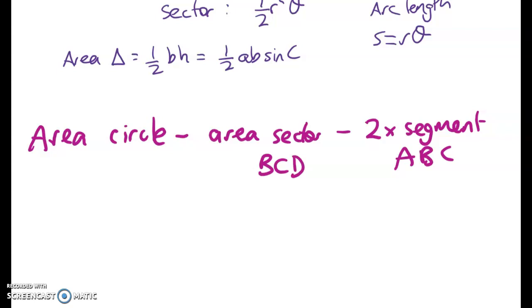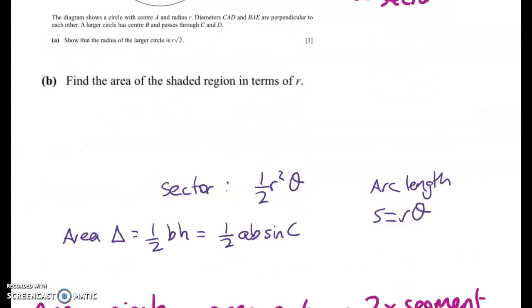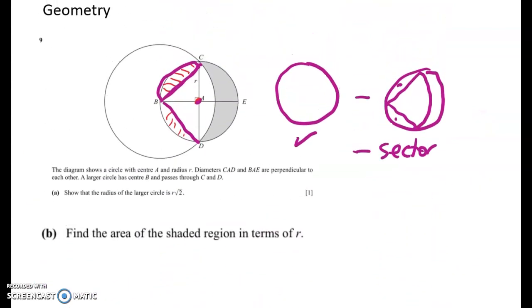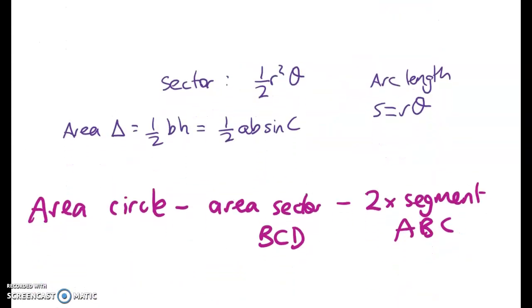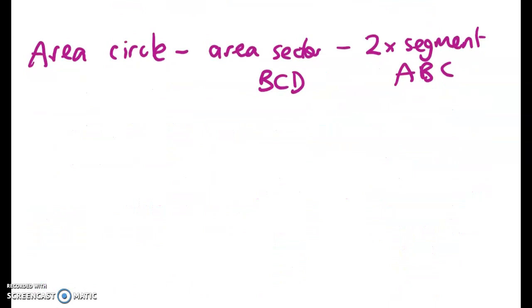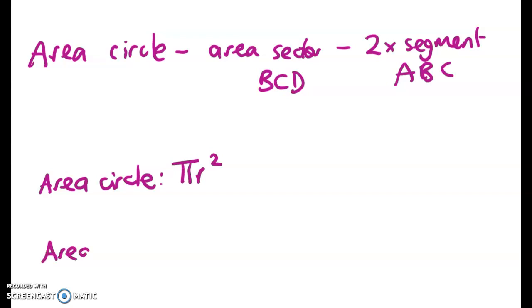So what's the area of the circle? Which circle am I looking at? Well, it's just the little circle, right? So the radius is r. Now, when I do my working in questions like this, I separate the bits out first. So the area of the circle is pi r squared. Okay, now what about the area of the sector?